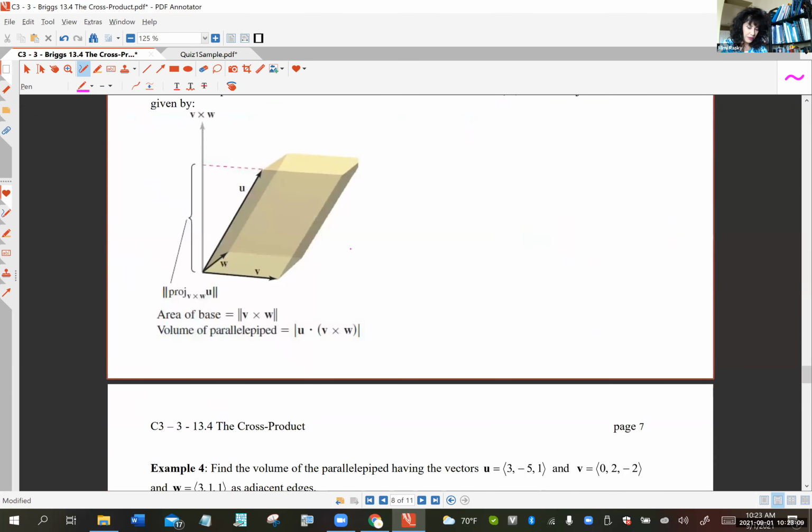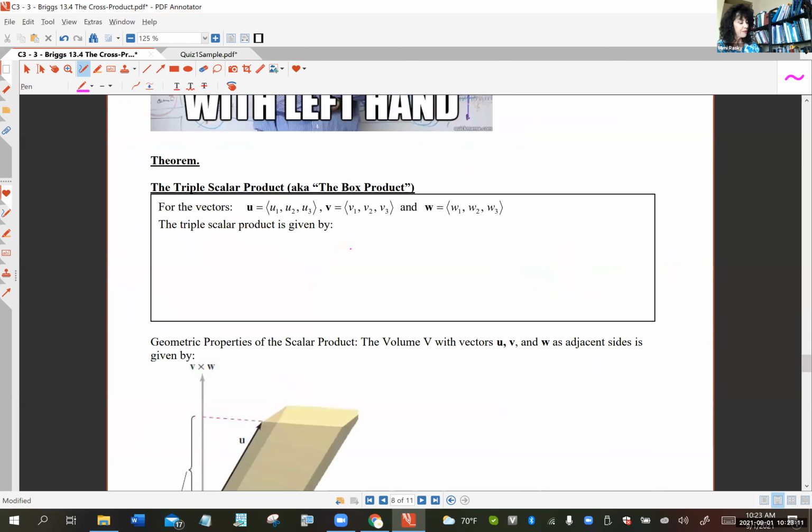So let's talk about the triple scalar product, shall we? Also known as the box product.